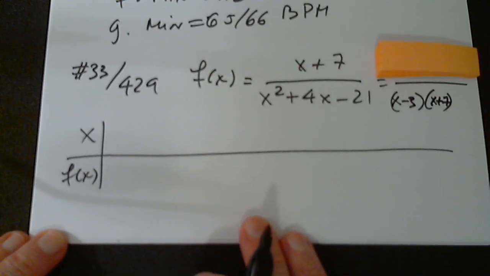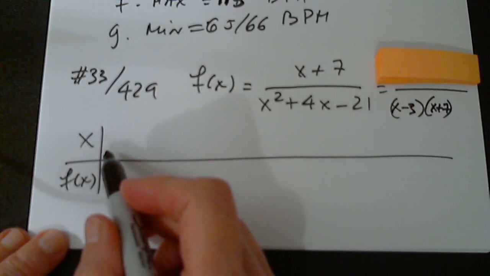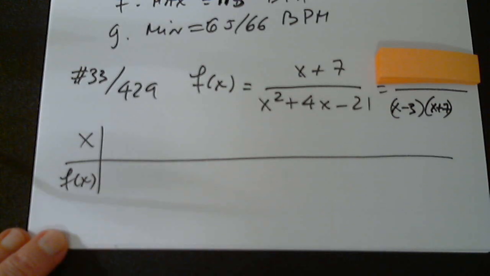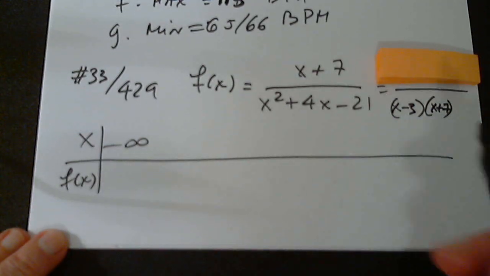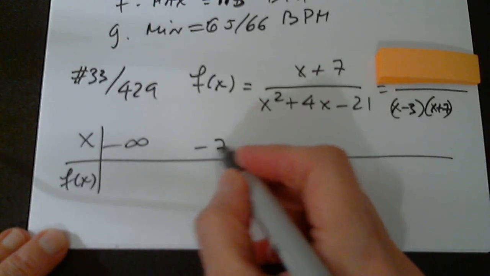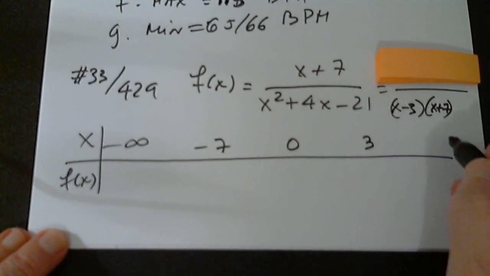So can anyone give us a domain now? Anything but -7 and 3. Yes. Negative infinity to -7, -7 to 3, 3 to infinity.